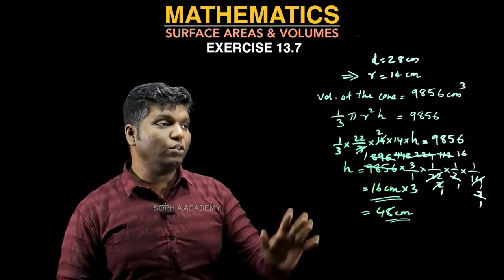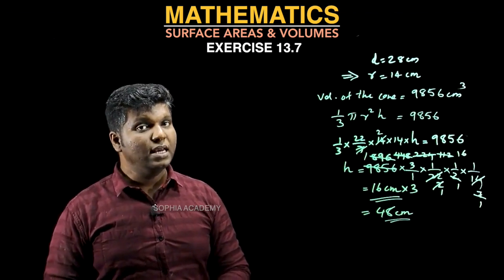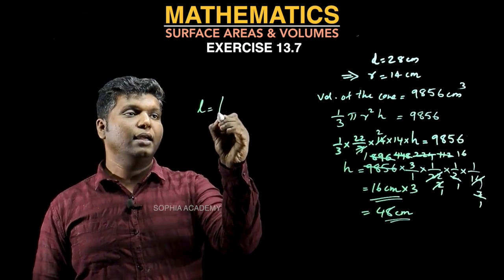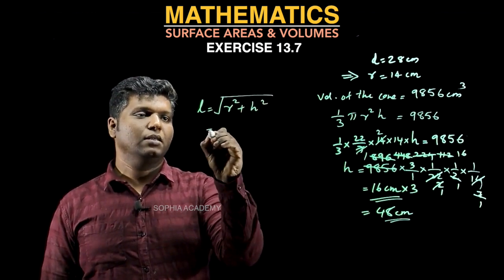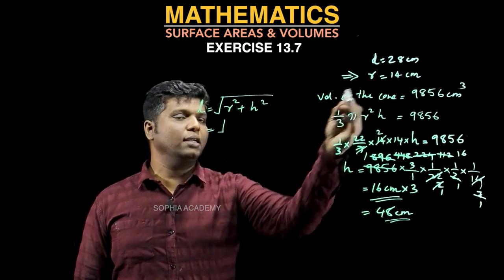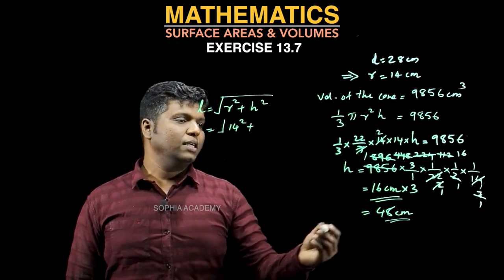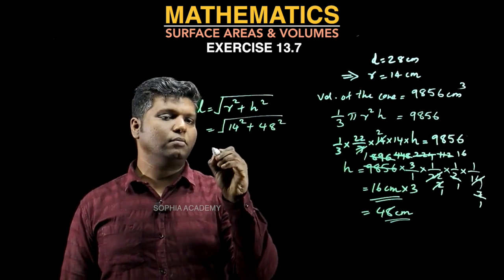Okay, so anyhow the first part is over, you got the height. Now the second thing is you have to find the slant height L. So tell me, what is the equation to find the slant height L? It is root of r square plus h square, isn't it? That's equal to root of, what is your r? It is 14. 14 square plus, what is your h? It is 48. 48 square.